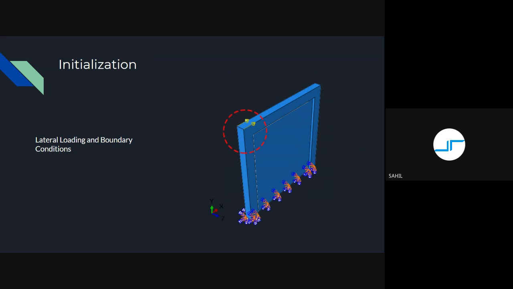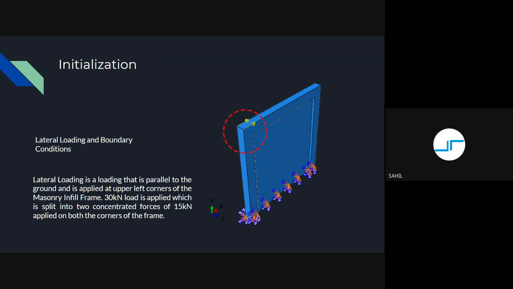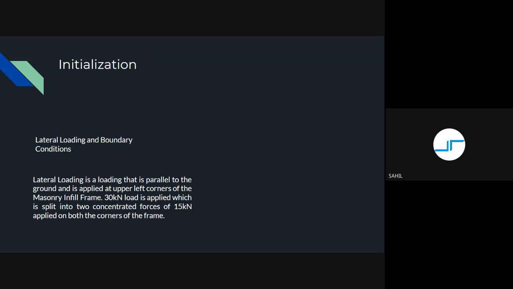So the lateral loading, as you can see in our model, is the loading that is parallel to the ground and is applied at the upper left corner of the masonry infill frame. A 30 kilonewton load is applied, which is split into 2 concentrated forces of 15 kilonewton, applied on both of the corners of the frame.